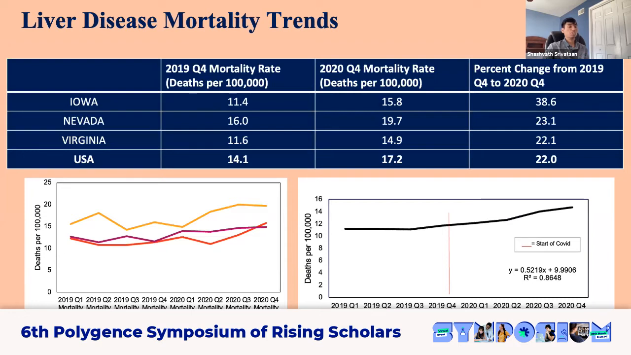In the table, we can also see that the percent increase is inversely proportional to the strictness of a state's COVID-19 guidelines. So in the graph on the left, although Virginia is higher than Iowa in mortality rates, Virginia has more strict COVID-19 guidelines. But when we look at the percent increase from 2019 quarter four to 2020 quarter four, we see that Virginia only increased by 22%, while Iowa increased by almost 39%.